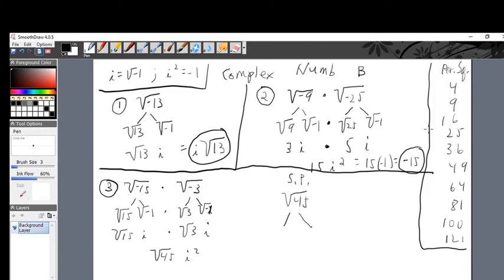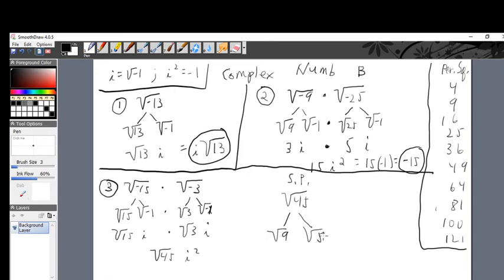Is there a number on this list that you can break 45 down into, where the numbers multiply together and get back to 45? Is there a number on this list of perfect squares? In other words, is there a factor of 45 that's a perfect square? The answer is yes. The answer is 9.